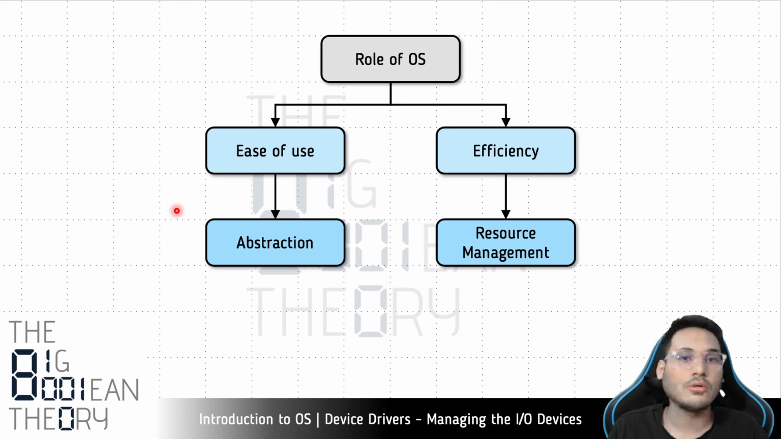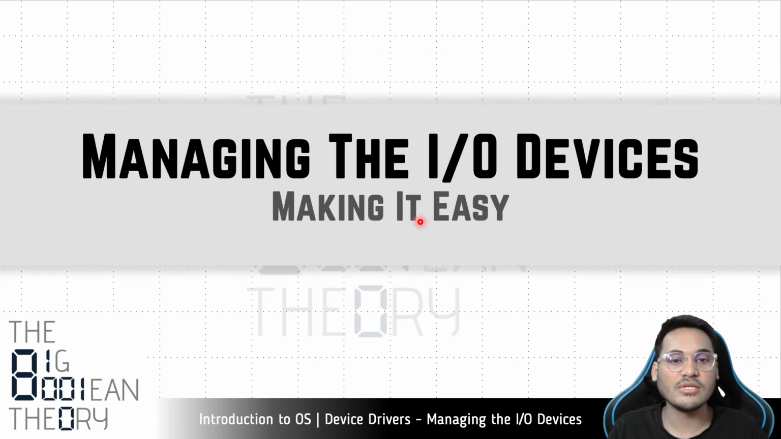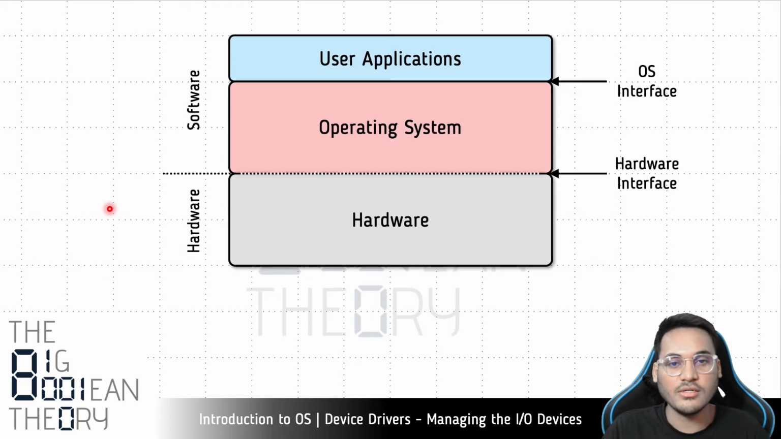So let's now talk about how the operating system manages the IO devices. As we know, the operating system has two fundamental responsibilities in the computer system. The first one is to make sure that the hardware is easy to use, and that it accomplishes by providing an abstraction which is much easier to use and more powerful than the actual physical resource. And the second fundamental duty is to ensure that the hardware is used efficiently, and that it ensures by doing proper resource management. So let us now see how the operating system manages the IO devices and makes them easy to use.